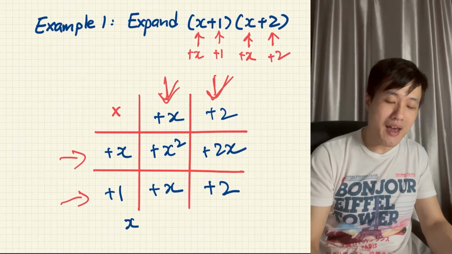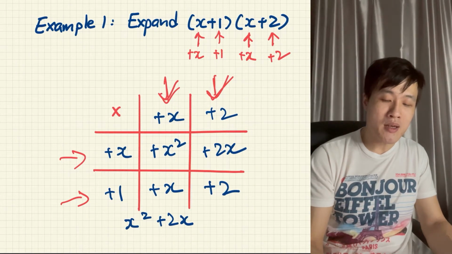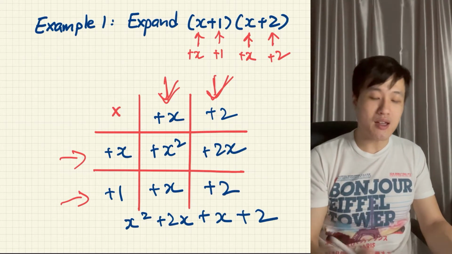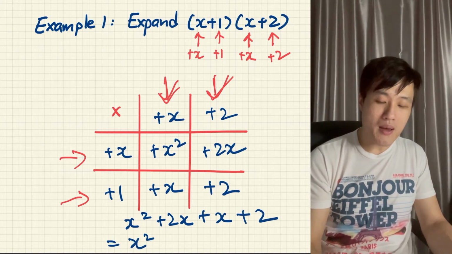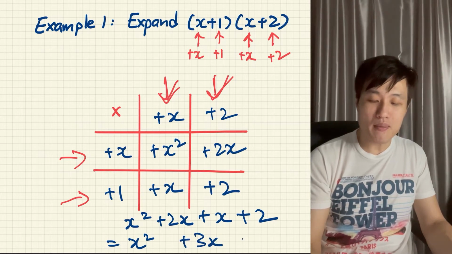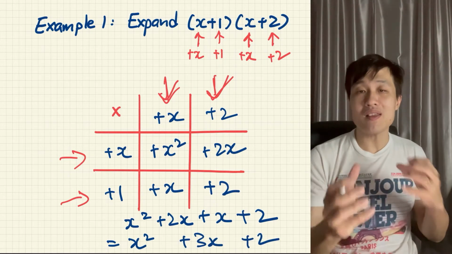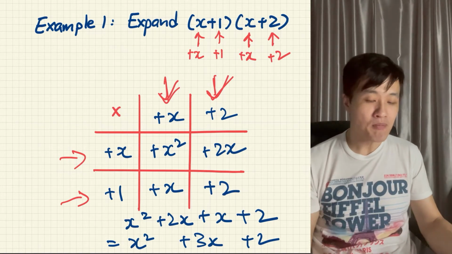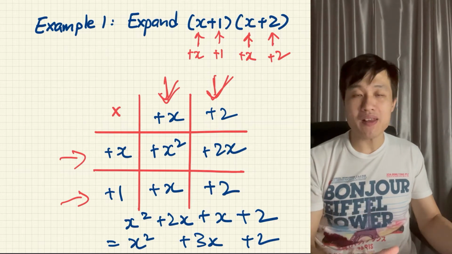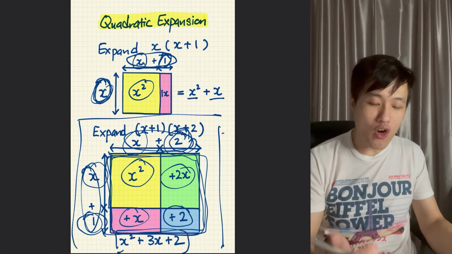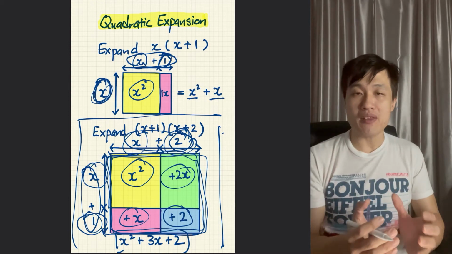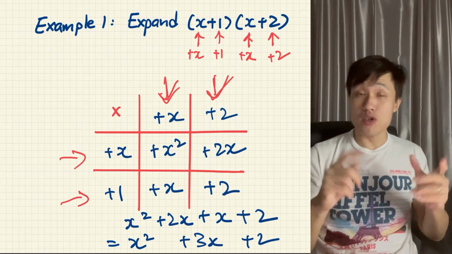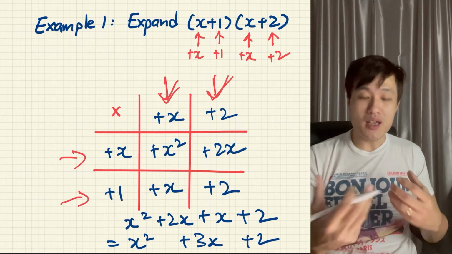I'm going to take x squared plus 2x plus x plus 2, and that's going to simplify into x squared plus 3x plus 2. The only thing I can actually combine is 2x plus x. So you realize that what I've done is to transform this very visual method into something that is really very fast and efficient. We're going to see in the next example how to do it efficiently.